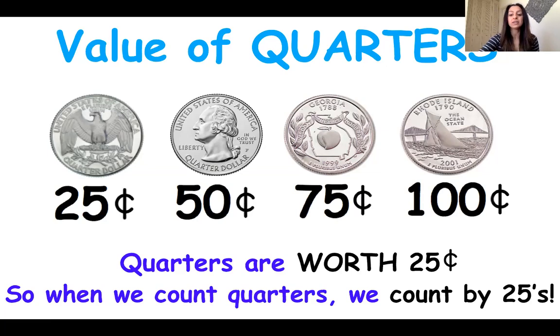So let's do this again. Let's count by 25s as we count these quarters. 25 cents, 50 cents, 75 cents, 100 cents. 25 cents, 50 cents, 75 cents, 100 cents. Go ahead and do it by yourself this time.